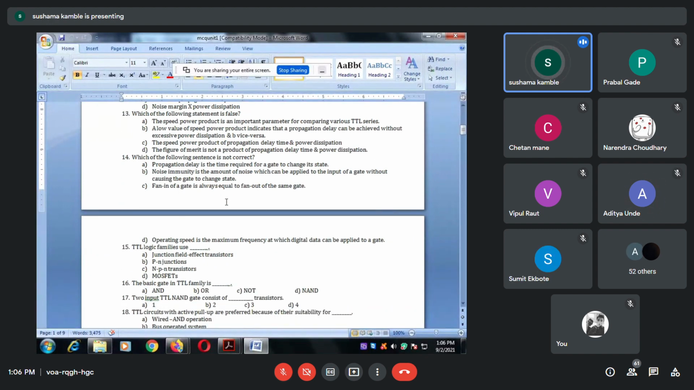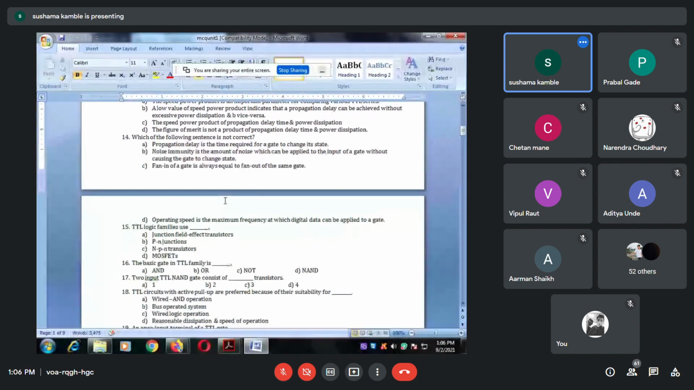Which of the following sentences is not correct? पढ़ो और बोलो मुझे. Propagation delay is the time required for a gate to change its state. Noise immunity is the amount of noise which can be applied to the input of a gate without causing the gate to change its state. This is right. Fanning of a gate is always equal to.